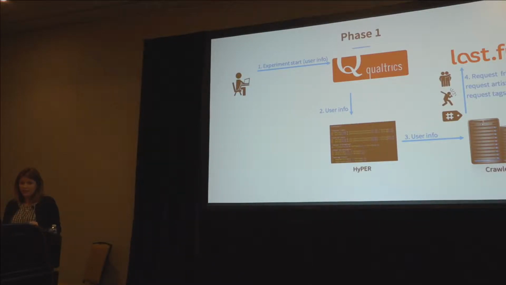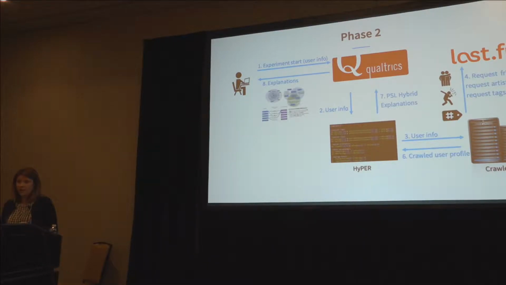In the first phase, we ask the user to answer a pre-study questionnaire, and we also ask for her Last.fm ID. Qualtrics that hosts the study takes this ID and passes it to the Hyper model, which in turn sends this information to the crawlers. The crawlers request friends, artists, and tags from Last.fm. When the crawling is done, all the data are fed back to Hyper that runs in real time and generates recommendations along with explanations. These results are passed to Qualtrics that shows to the users those along with some questions.